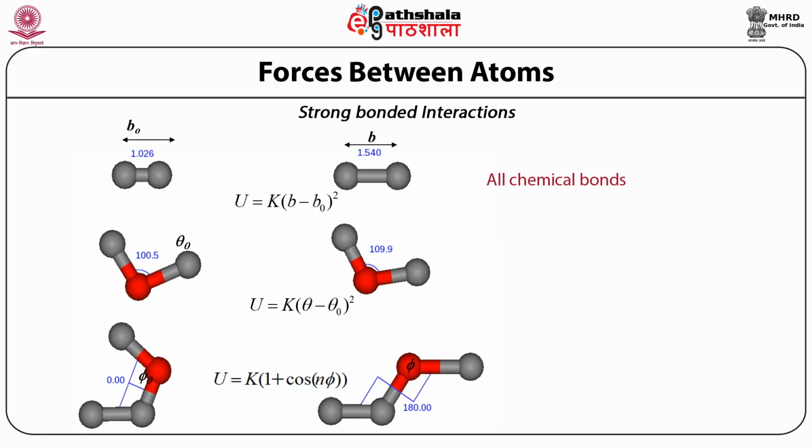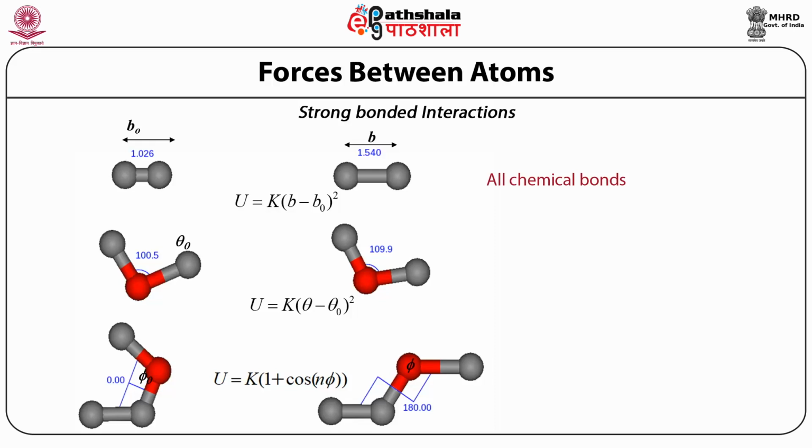On the left hand side, this shows the average interactions of each of these bonded atoms found from crystallographic data within certain minimum errors, depicted here as zeros, like B0, theta 0 and dihedral angle K0.